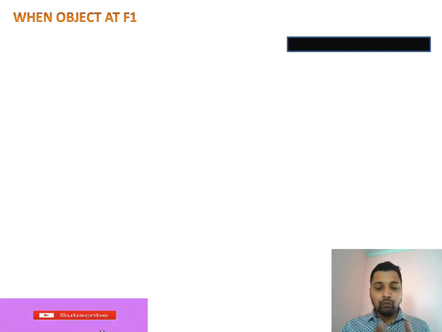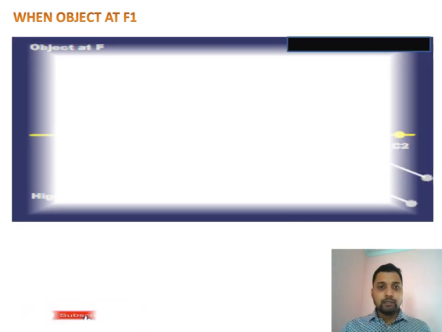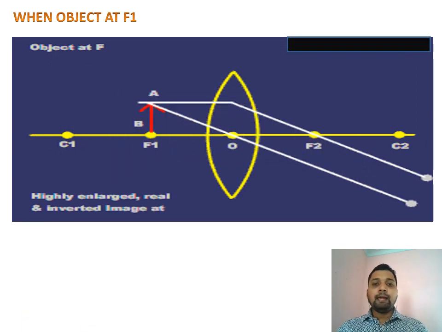Next one, when the object is at F1, at the focus point. We know that a ray of light passing through focus, after refraction through the lens, becomes parallel to the principal axis. So here you can see any ray of light passing through the optical center remains undeviated.